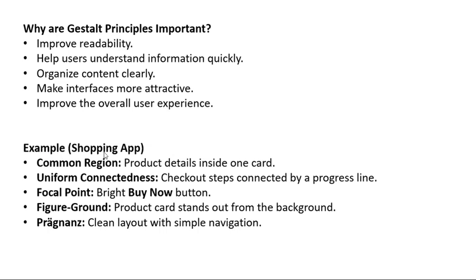For example, in shopping applications: common region is product details inside one card, and uniform connectedness is checkout steps connected by a progress line. The focal point is a bright buy now button. Figure-ground makes the product card stand out from the background. And proximity gives a clean layout with simple navigation.